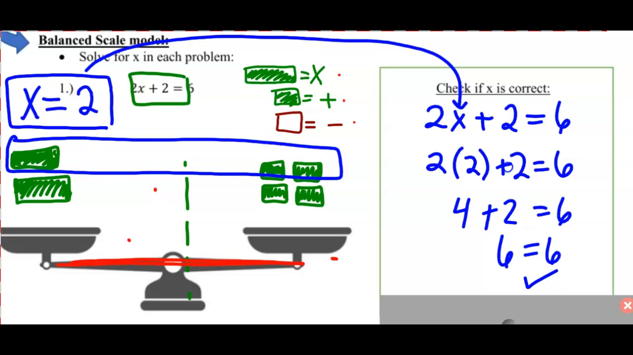And those are equal to each other. Right here are equal to each other. So my equation works. This is super important because we want to know what x is equal to, and we're able to check if we're right or wrong. So with that said, let's move on to a second example.